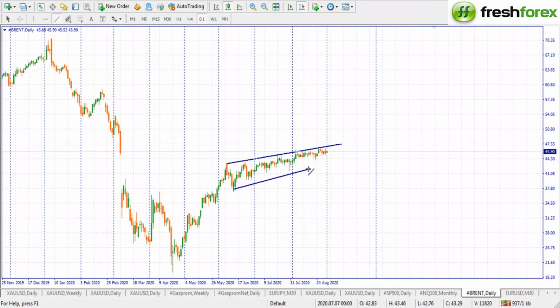As long as you're on this chart, keep looking for buy positions if the price goes above the upper line, or keep looking for a sell position if the price goes below the lower line. But as it is now, we are consolidating.